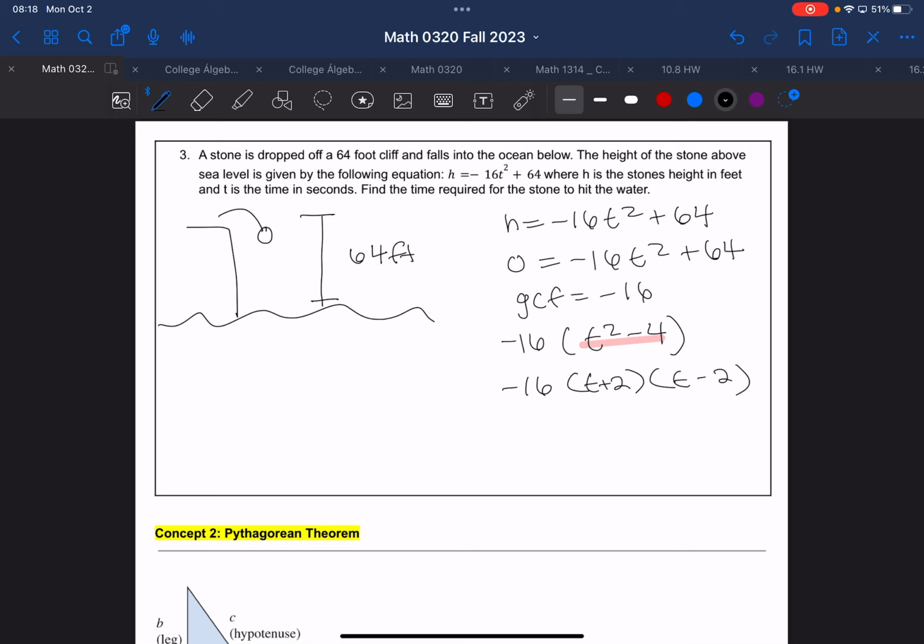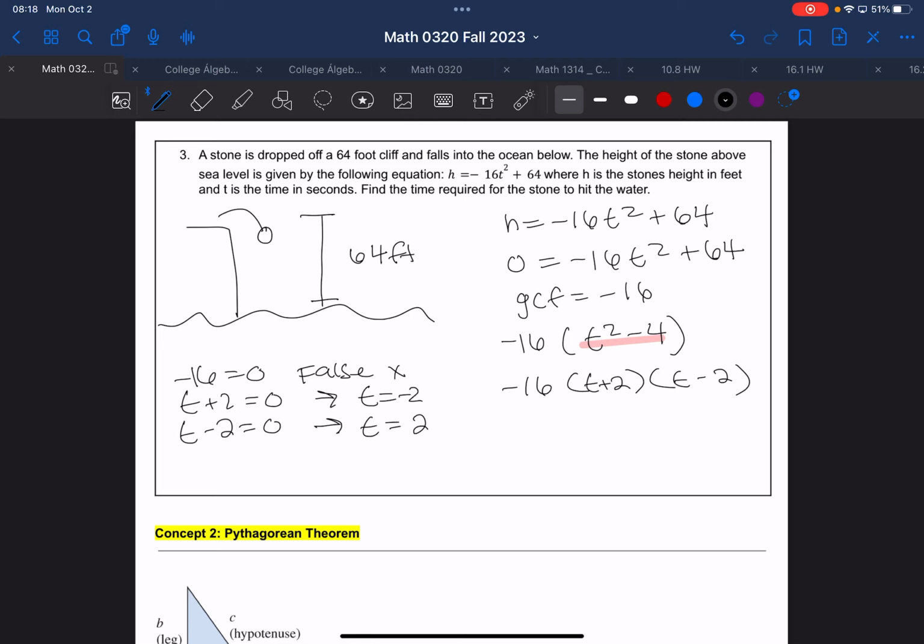Okay? Now what we're going to do is we're going to set each part equal to 0, including that negative 16. So we have negative 16 equals 0. That's a false statement. Okay, so that doesn't make sense. Then we're going to do t plus 2 equals 0, which gives us t is equal to negative 2. And then we have t minus 2 equals 0, which tells us t is positive 2.